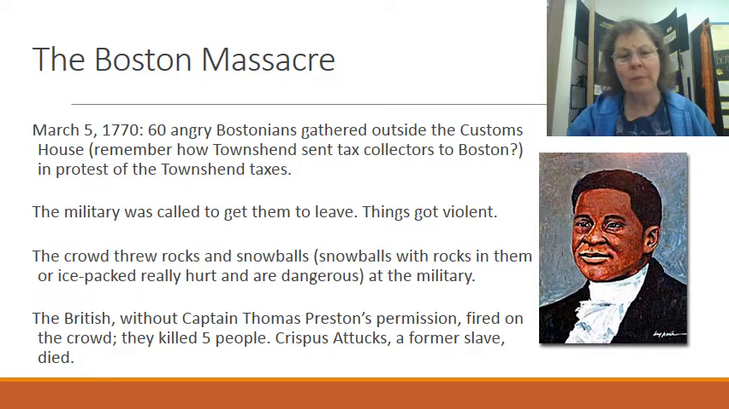Now, it's important to remember that Captain Thomas Preston did not give permission for his troops to fire on the crowd, but they did so anyway. Kind of like that scene in April Morning.